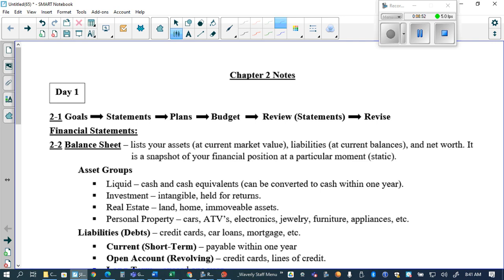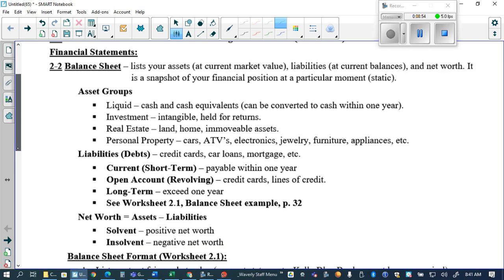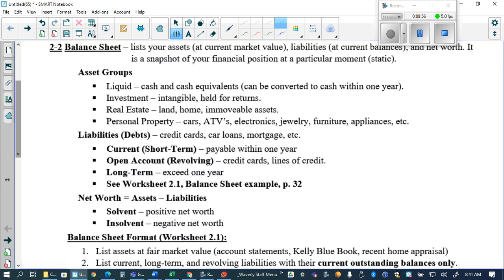Okay? And then we go to the liabilities, which are your debts, right? And we're going to categorize those into the current short-term debts, okay? Like where the balance will be payable or paid off within 1 year, okay? Then you have, and by the way, let me get to this.